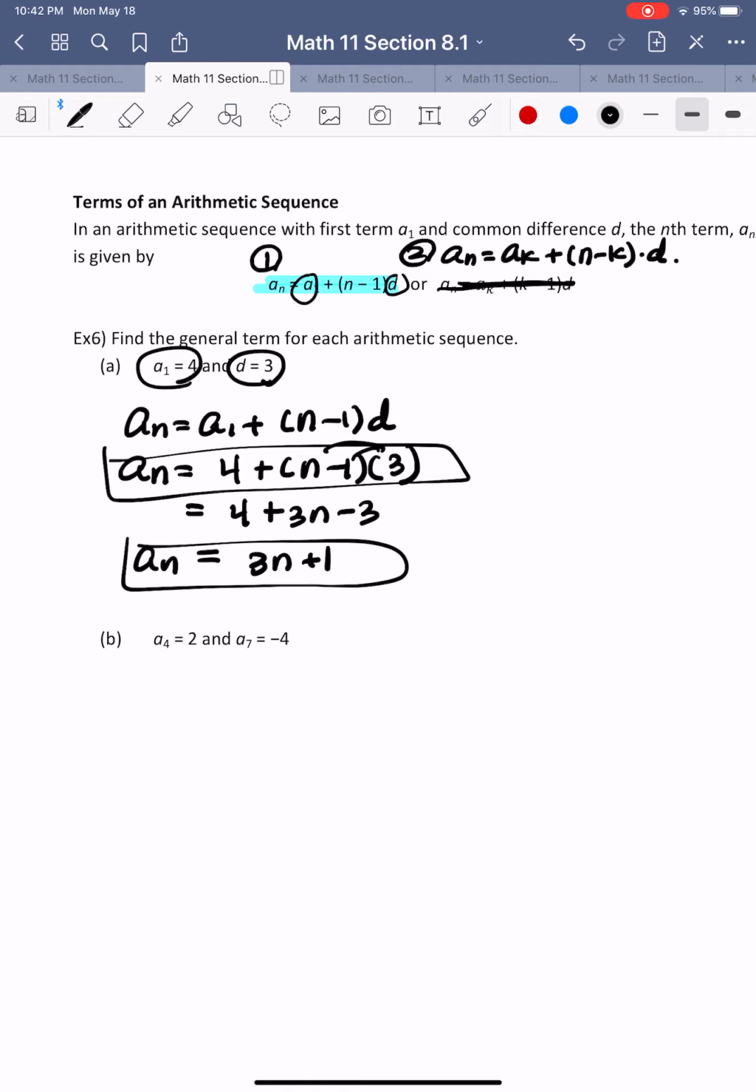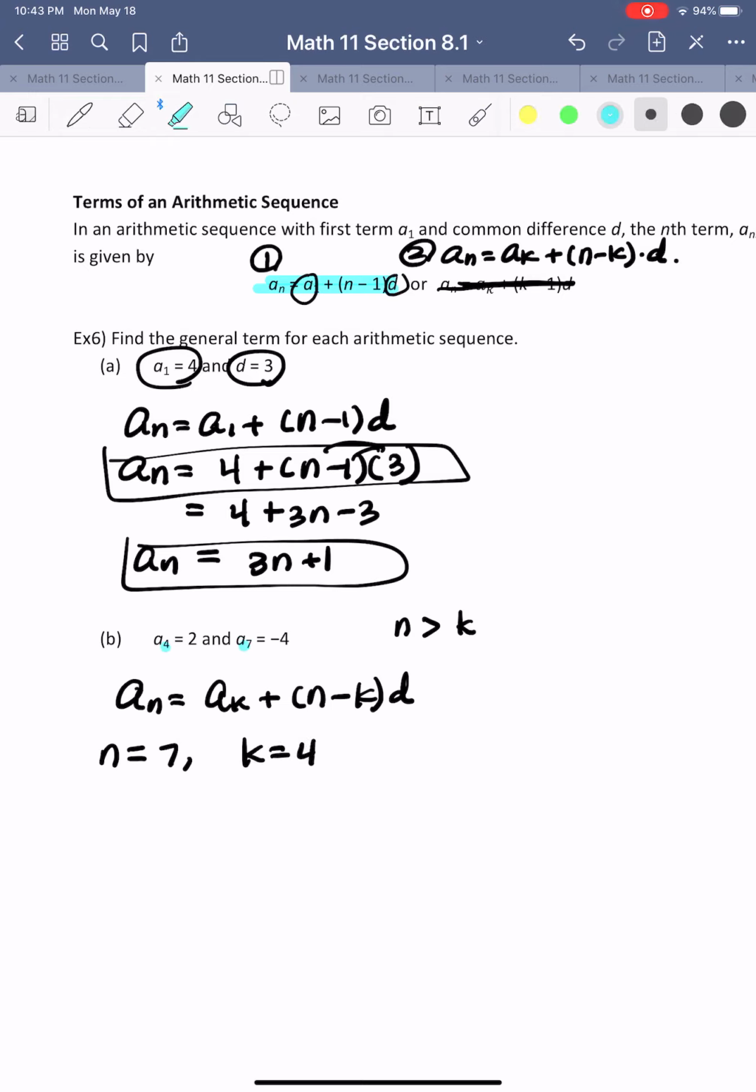Now, this one doesn't have a sub 1 and d this time, right? So I want to use the second equation: a sub n is the same as a sub k plus n minus k times d. I want to label it so that n is always greater than k. So in here, n is a 7, and then k is a 4. You see the numbers, okay? I'm using this number. So a sub 7 equals a sub 4 plus 7 minus 4 times d.